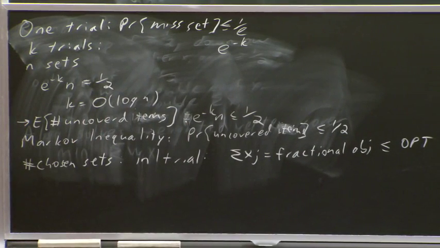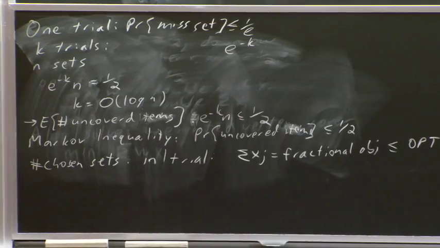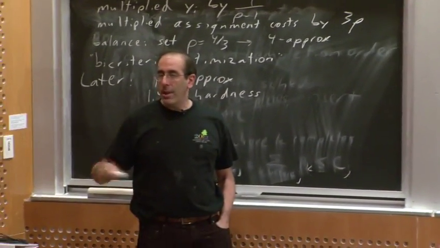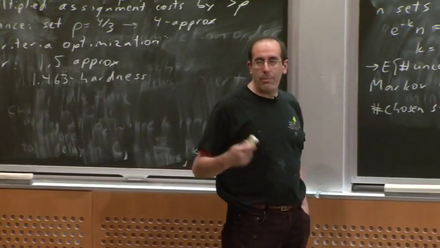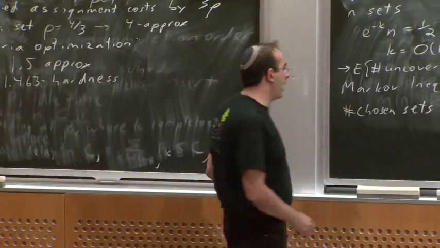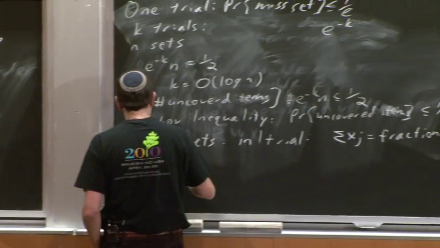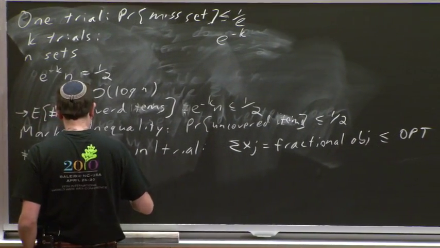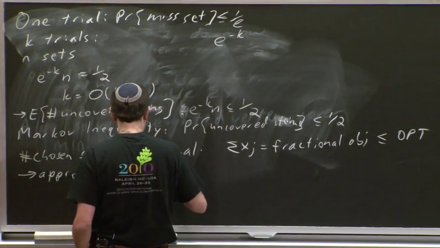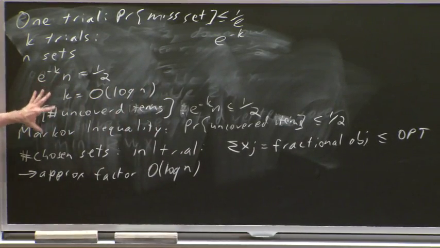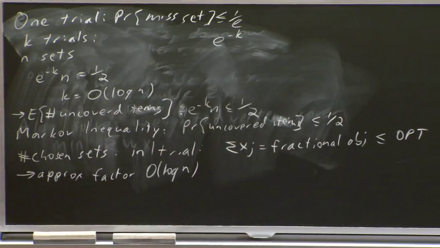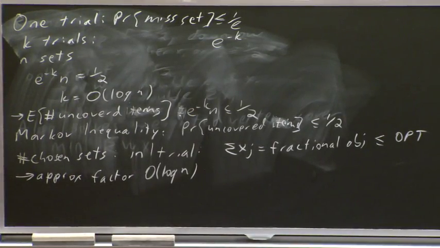So in each of these rounds, the number of sets that I choose is at most optimal. I just don't manage to actually cover everything. But if I do this log n times, then I do cover everything. And over the course of those log n trials, I picked the optimum number of sets log n times. So the approximation factor is order log n. More precisely, the constant is actually 1. It's the natural log of n that is the approximation factor that you achieve here.